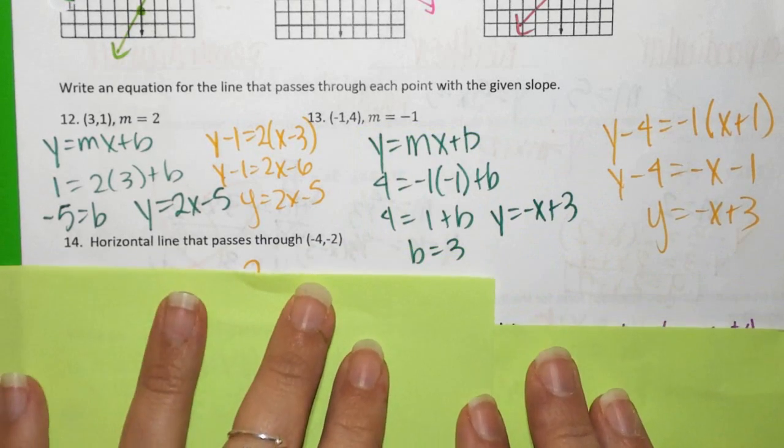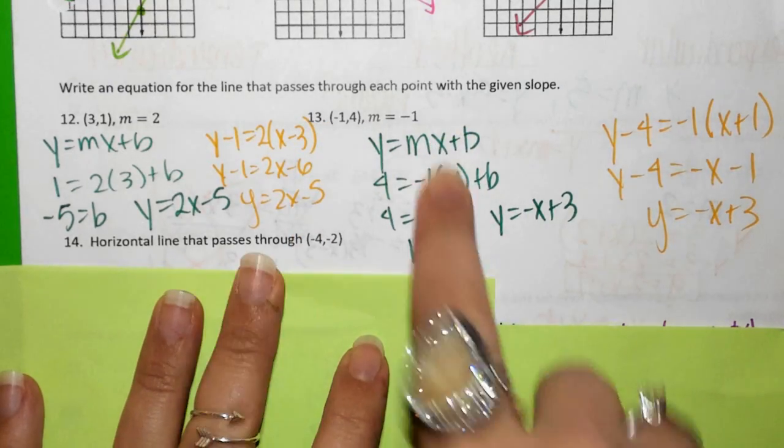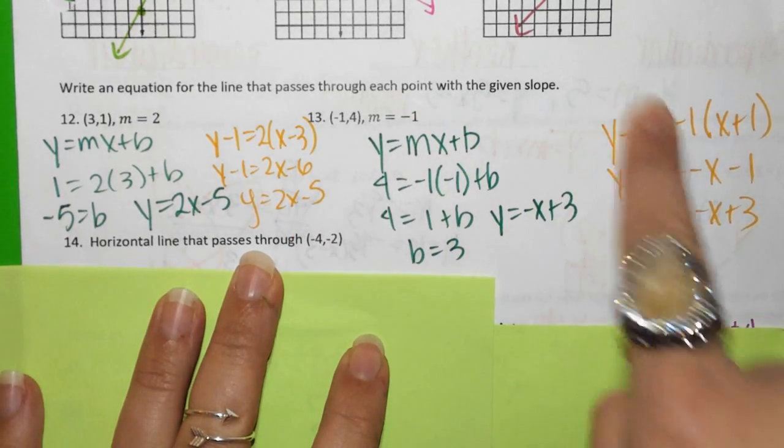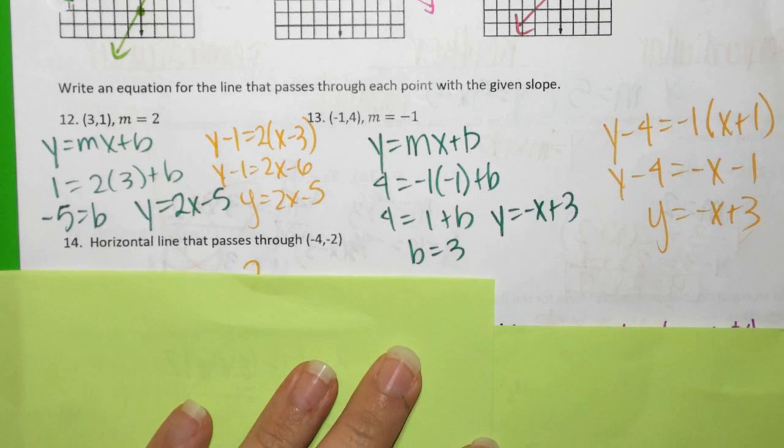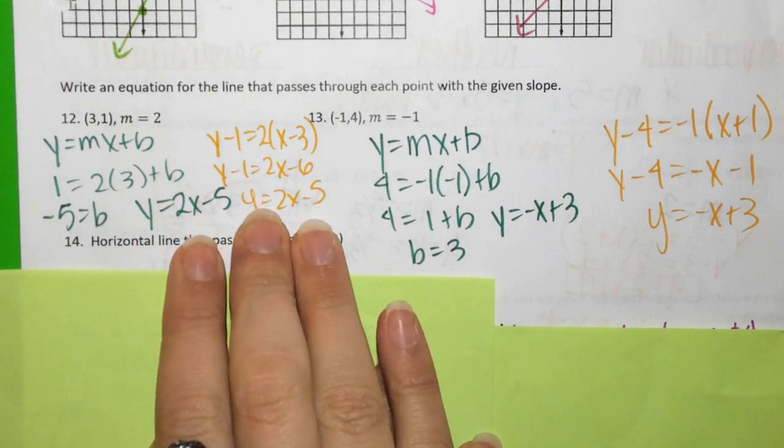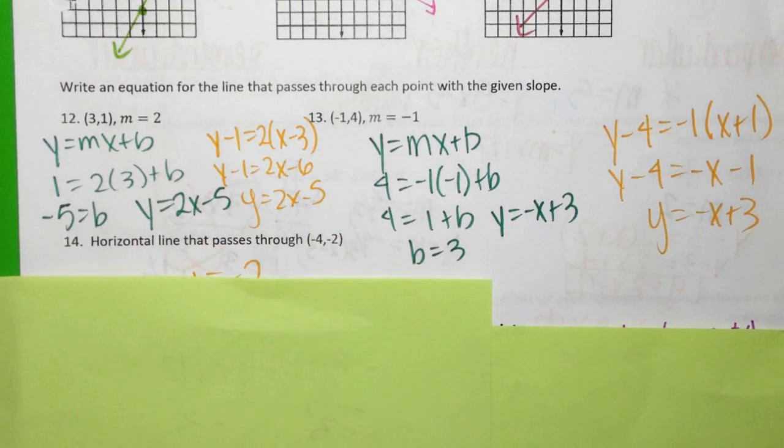Alright, so number 13, I did the same thing. The green is the slope intercept form. The yellow is the point slope form. You can do it either way and get the same answer. So it just depends on what you want to do. I'm okay if you write it in point slope form. But since this section started by saying slope intercept, I would rather your answer be in slope intercept form, but I'm not going to take off if you don't convert it.